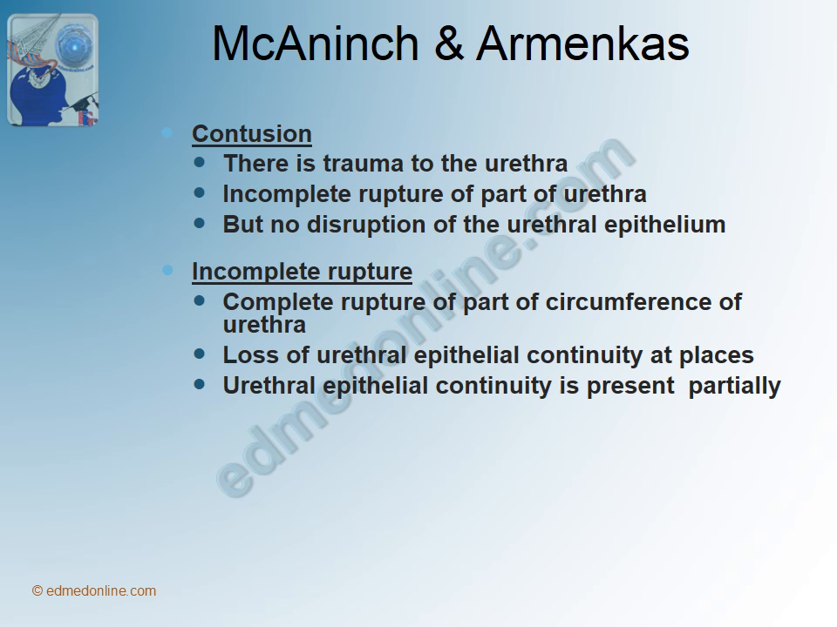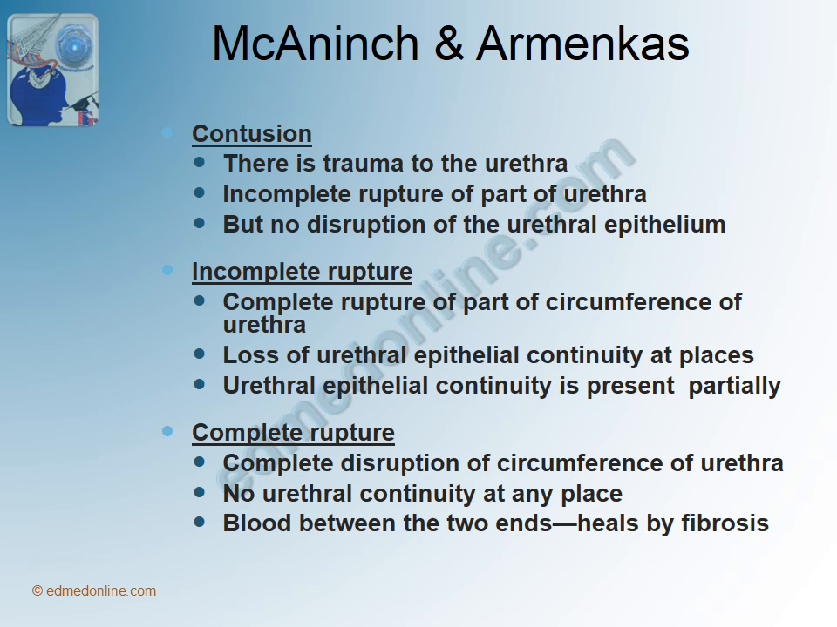Incomplete rupture is when there is rupture of part of the circumference of the urethra. There is damage to the urethral epithelium, but there is maintenance of the urethral continuity at places, which means that though the urethral epithelium and spongiosa are damaged at places, at other areas they are maintained in continuity.